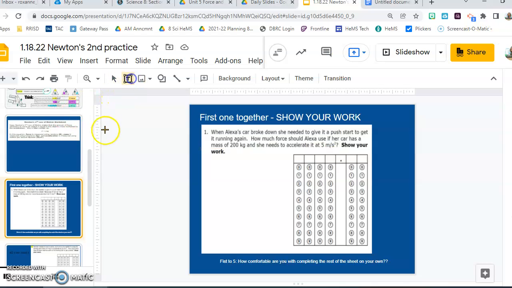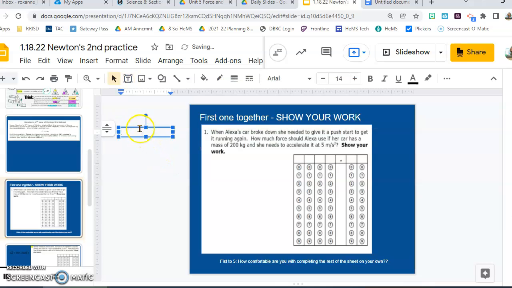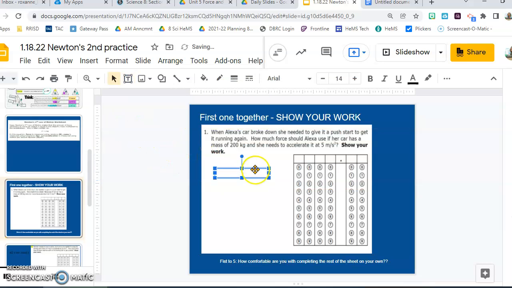So I'm going to bring down another text box here, let's move this on over here so you can see what's going on. The first thing I have is 200 kilograms, kg. And then I'm going to multiply that times 5 meters per second. I'm going to use the little caret because that says that I should raise that 2 up, 2. Okay? And when I multiply these, it's pretty simple.